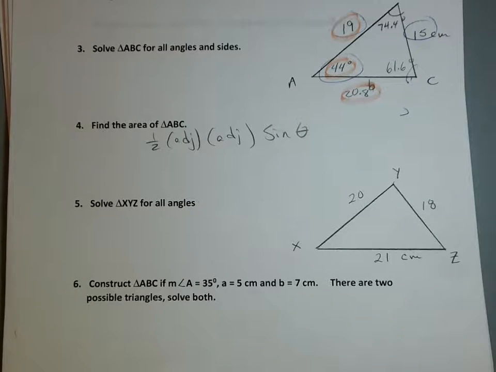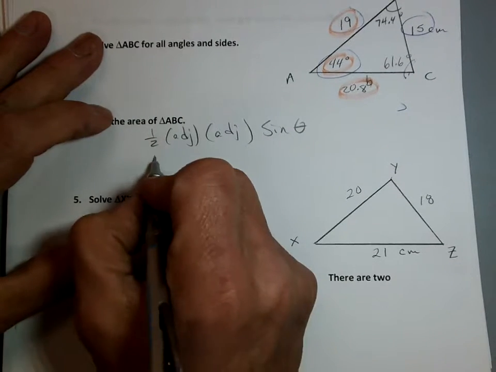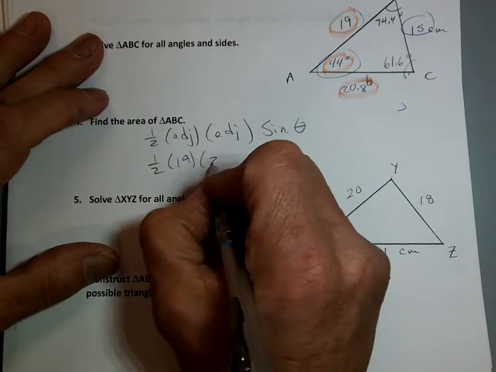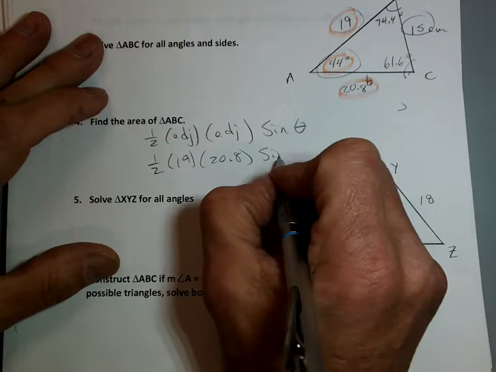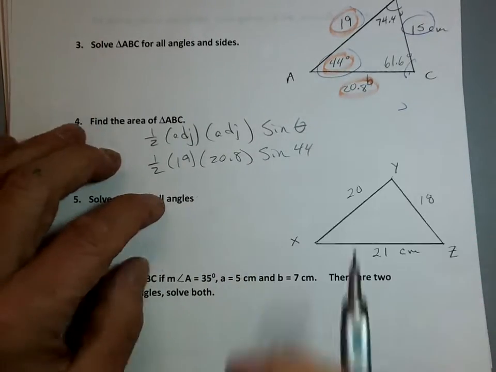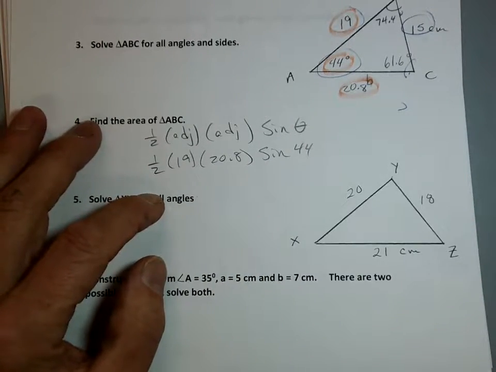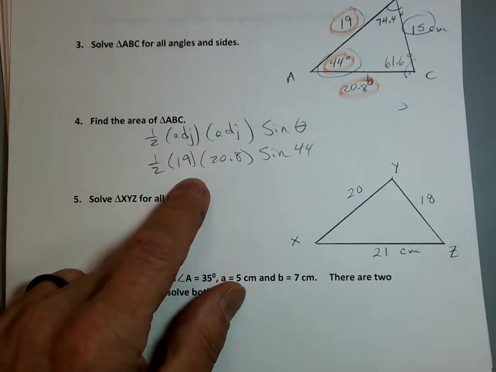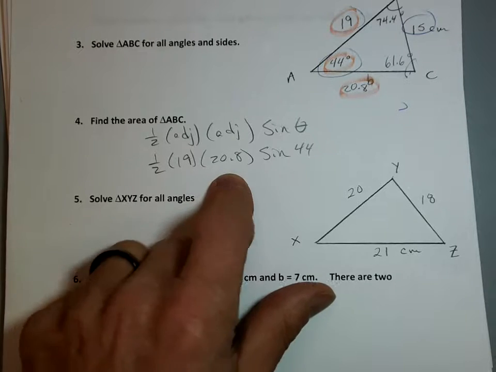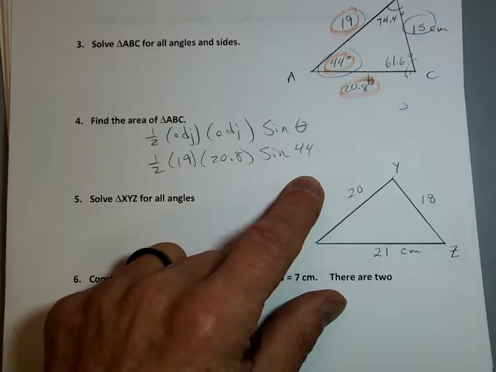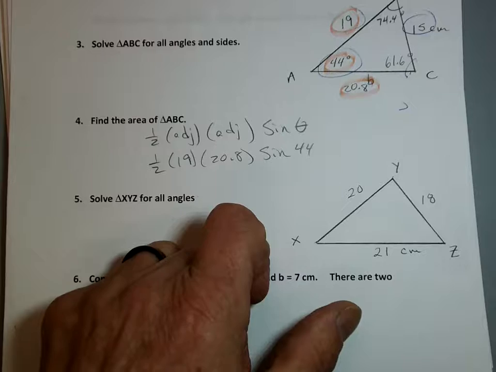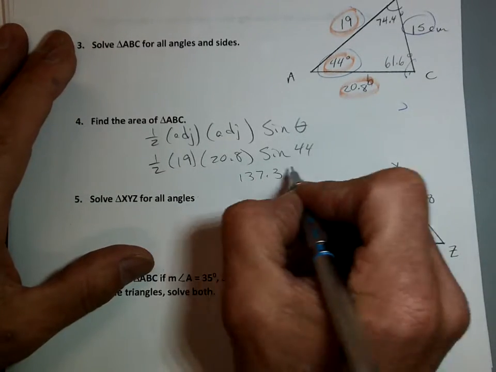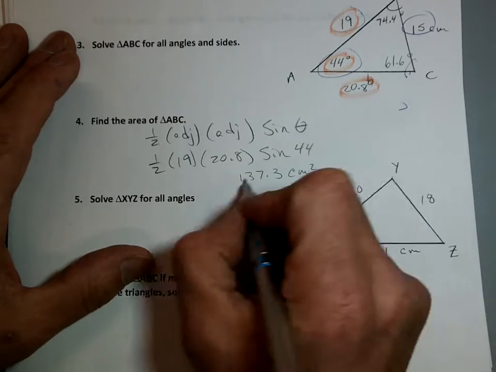It's actually pretty easy, okay? So, I'm going to go 1/2 19 times 20.8 times the sine of 44. Let's use my calculator. 0.5 times 19, times 20.8 times the sine of 44 degrees, 137.3. 137.3, and that's in terms of centimeters squared. Okay?